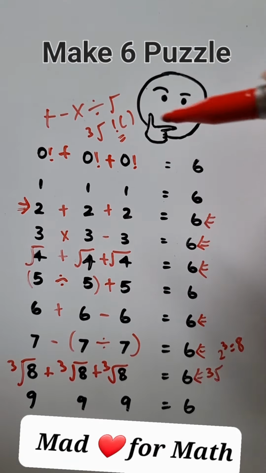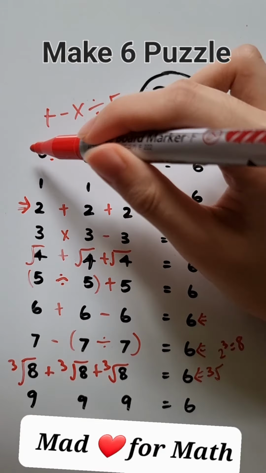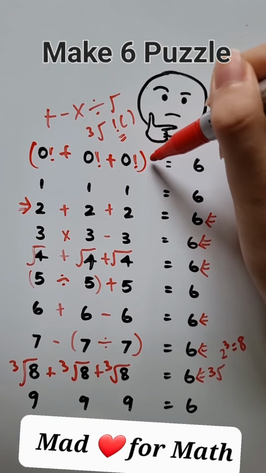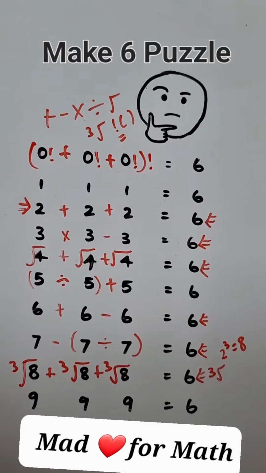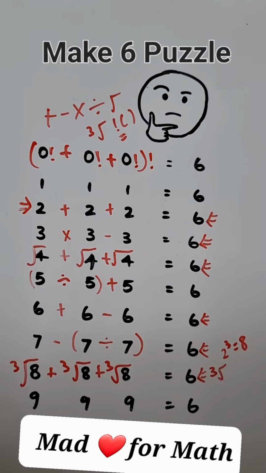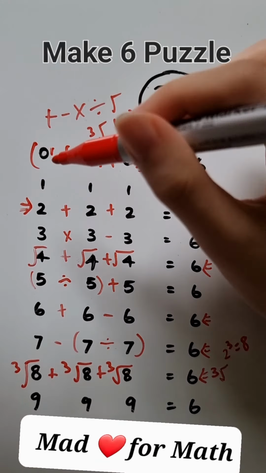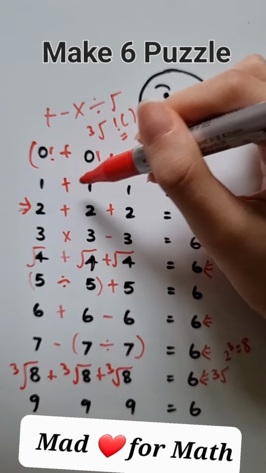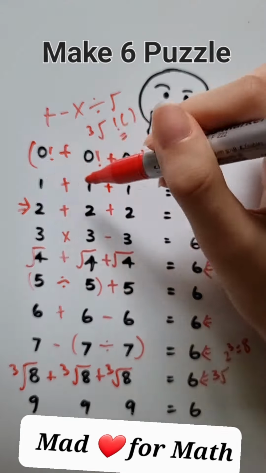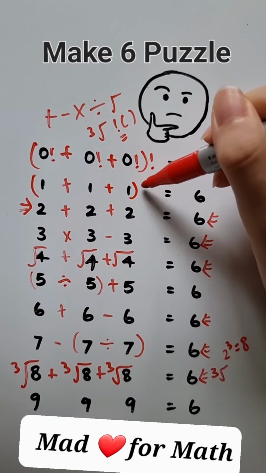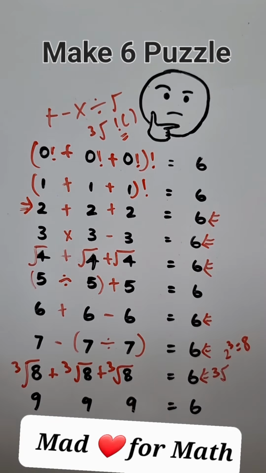So how to get 6? We'll have to use another factorial by placing it at the end. So for 1, similarly, we already have 1. So we can just add the 3 ones together to make it 3, and then add a factorial at the side.